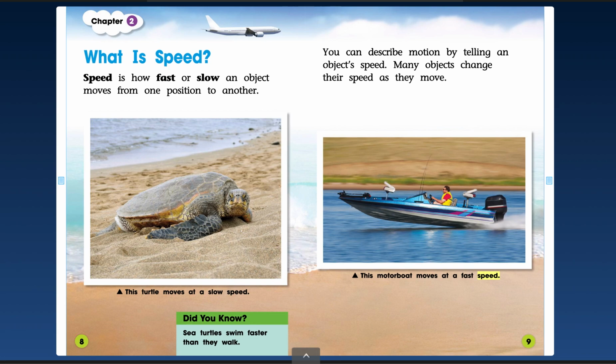Okay, so here we see the sea turtle, and it tells us when he's walking on the sand, he moves very slow. But once he gets into the water, his speed changes from slow to fast. Why do you think he's slow on the sand but fast in the water? Why does his speed change? Think about it.